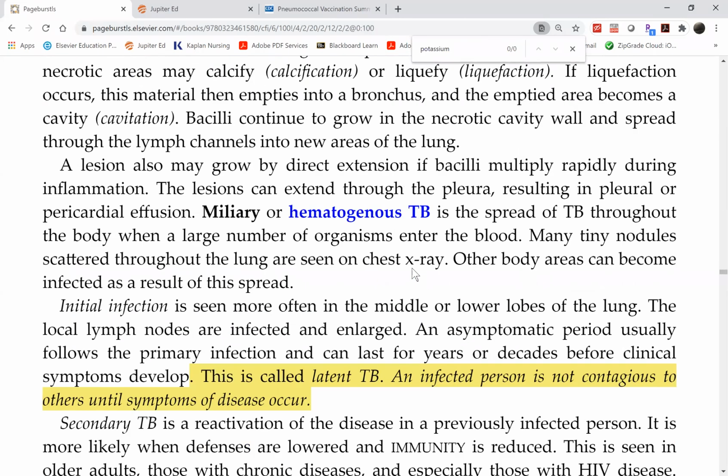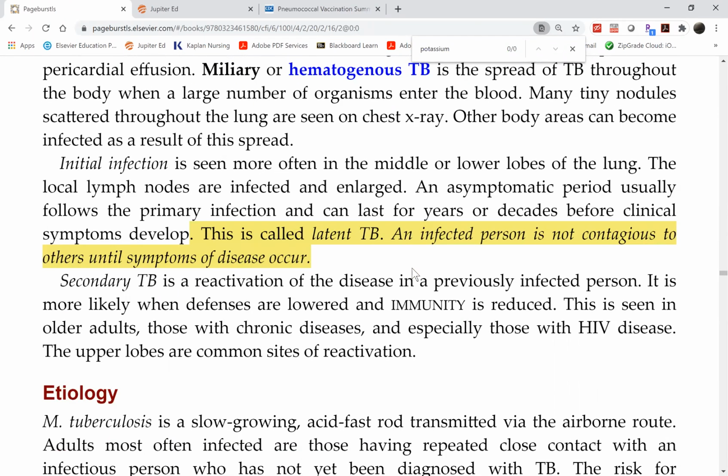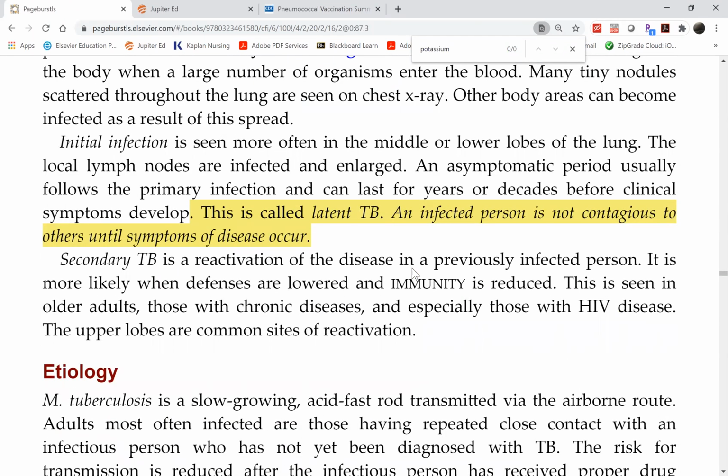Okay, so we have two types. Doesn't mean that you got exposed to a different type of TB. No, it's the same TB organism, because it's airborne. So you breathe it in. So there are stages of the infection. The initial infection is when you got exposed to TB.